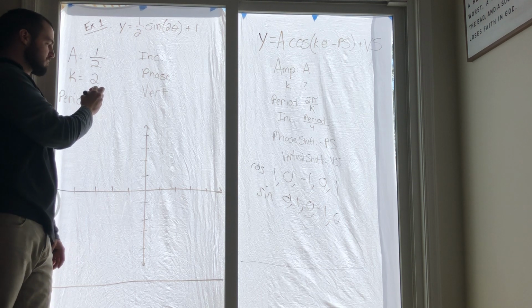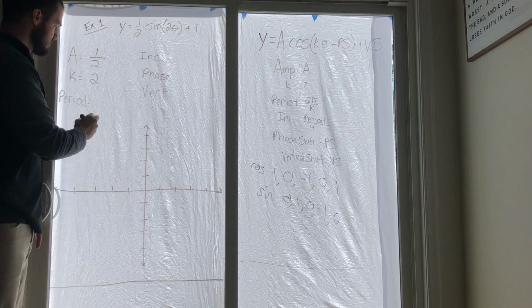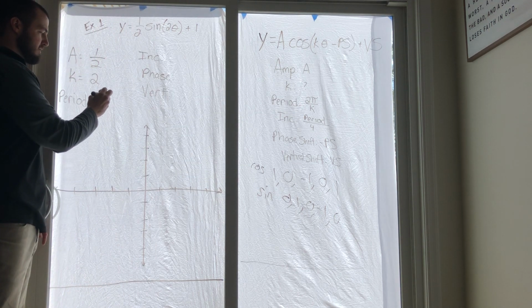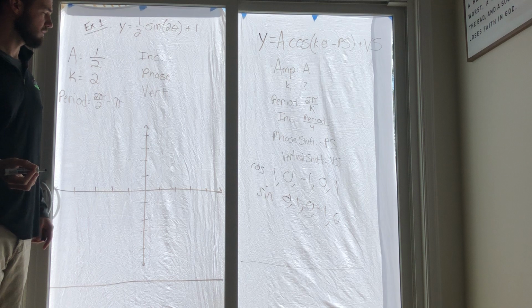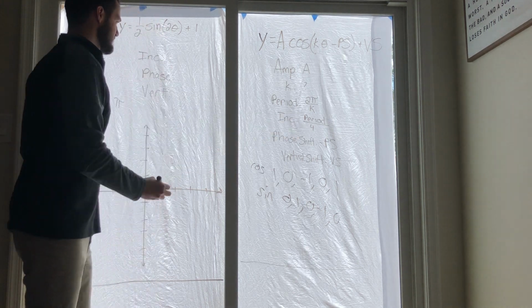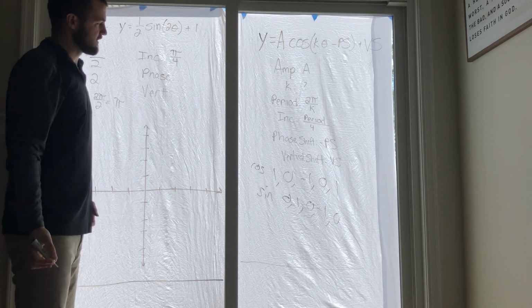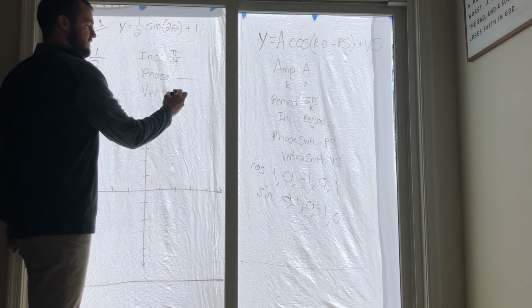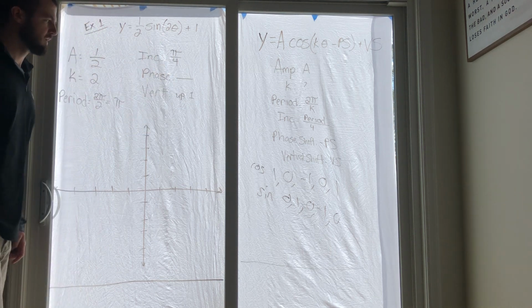So your period, remember we said is 2 pi, it's always divided by k. So that would be 2 pi divided by 2. So now our period is pi, okay? Your increments are whatever your period is divided by 4. So that's just pi divided by 4, right? We have no phase shift, and vertical shift is up 1 or plus 1, however you want to say it.